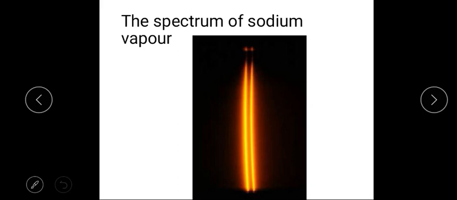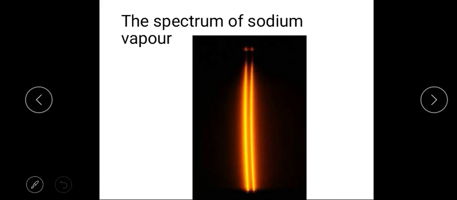The study of the line emission spectrum is important because it serves as a type of fingerprint for the identification of the gas. It acts like a fingerprint, right? If you get the two yellow lines, we can identify that it is sodium gas.